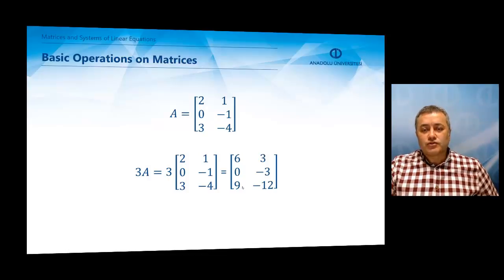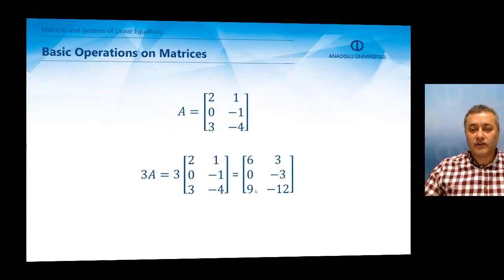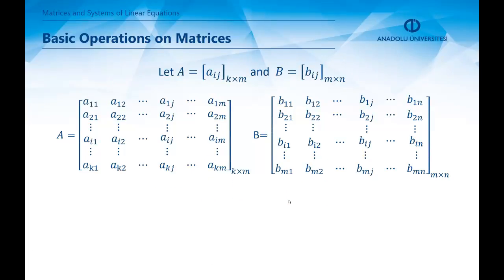So what do I need to do? Just need to multiply every single entry, which is gonna give me 6, 3, 0, minus 3, and 9, minus 12. So this is 3 times A.